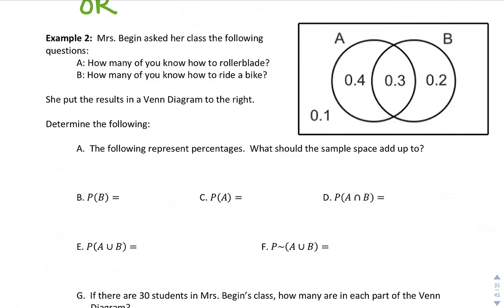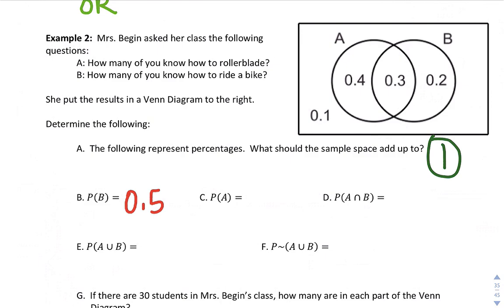The following represent percentages. What should the sample space add up to? Well, if it's percentages in her whole class, it should add up to 1, which stands for 100%. All right, let's find the probability that they know how to bike. So they know how to bike is in the full bike circle, so right here, which would be 0.3 plus 0.2 or 0.5 or 50%.